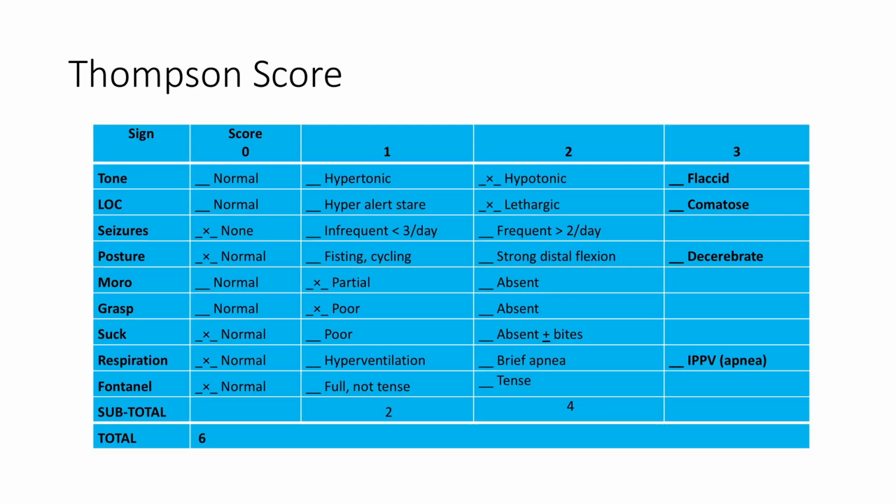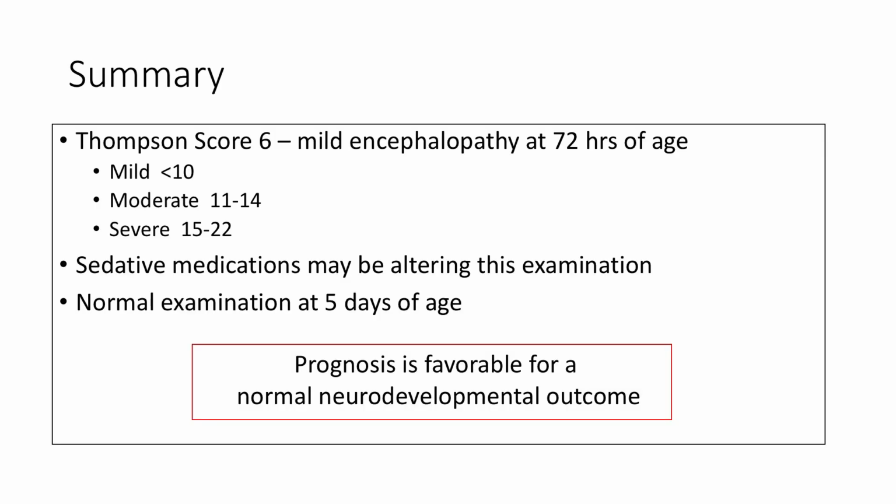Thompson's scoring for assessment of the degree of encephalopathy was found to have a strong correlation with long-term outcome, especially in the assessment done before discharge. Reviewing the history and examination of this patient, the Thompson score was 2 for hypotonia, 2 for lethargy, 0 for no seizures, 0 for normal posture, 1 for partial Moro response, 1 for weak grasp, 0 for normal suck, 0 for normal respirations, and 0 for normal fontanelle. The score for this case is 6, which indicates a mild degree of encephalopathy.